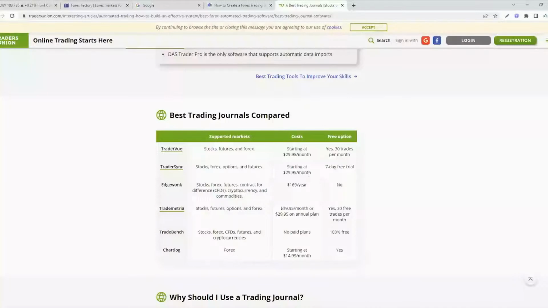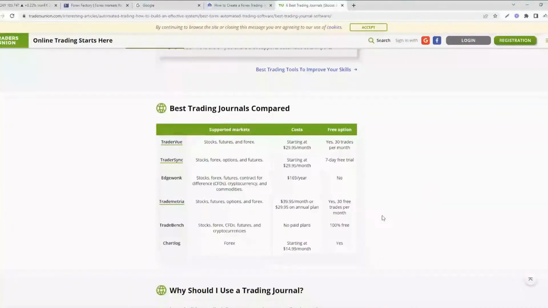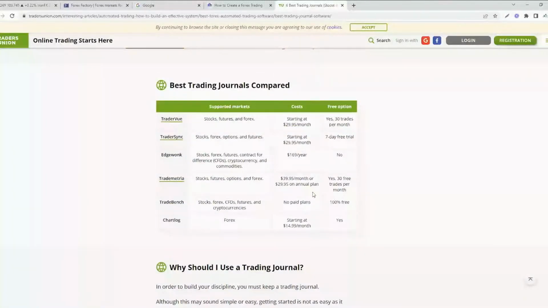And then you also have the estimated cost as well. And you also have the free option. Some of them do have a free option, so you can even start off with a free option. If you have less than 30 trades per month, for example, if you're using TradingView, then this is pretty much a free trading journal for you to use. And TradeBench is basically 100% free, and so on.